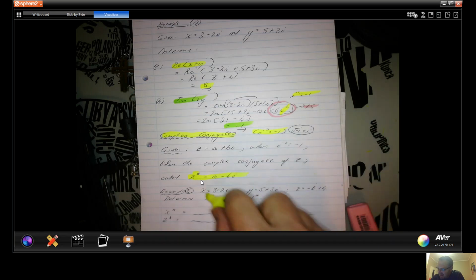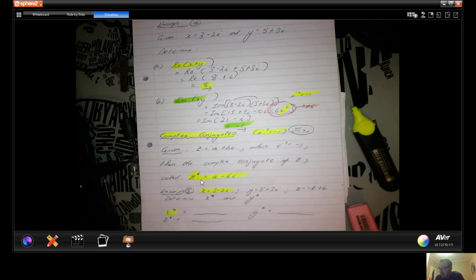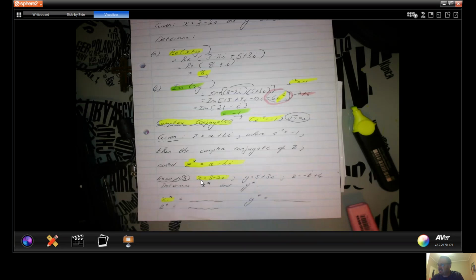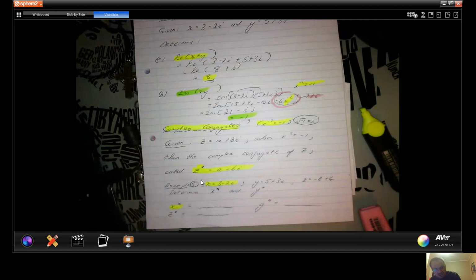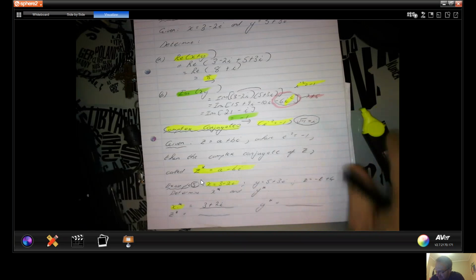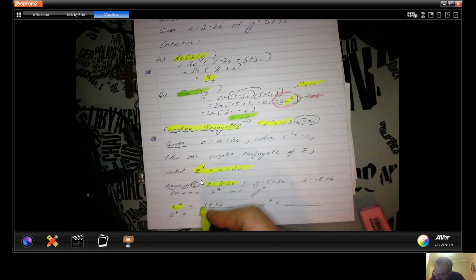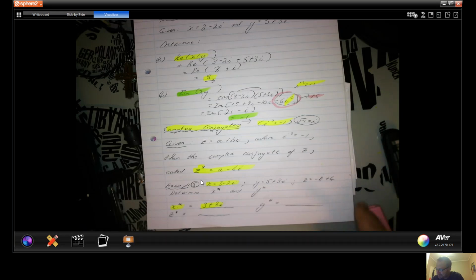So given x is equal to 3 minus 2i, go write down x star. And how do I read x star? I read it as the conjugate of x. So what's the conjugate of x going to be? Okay, let's have Nao. What's the conjugate of x? Oh, Nao, pay attention, you are wrong. It is 3 plus 2i. All you do is change the sign of the imaginary part of the complex number.